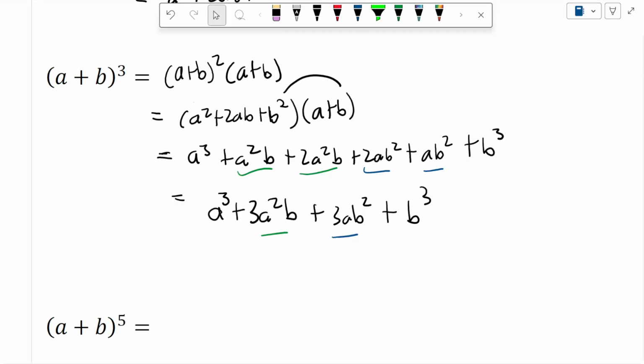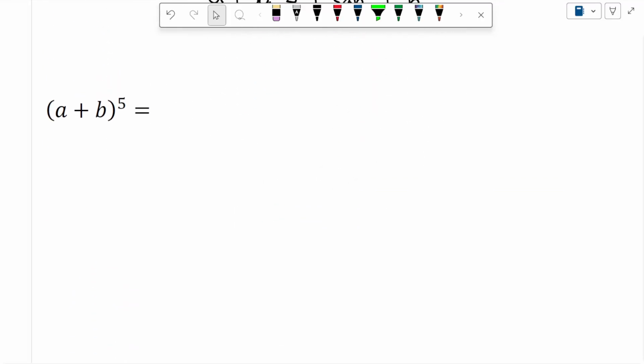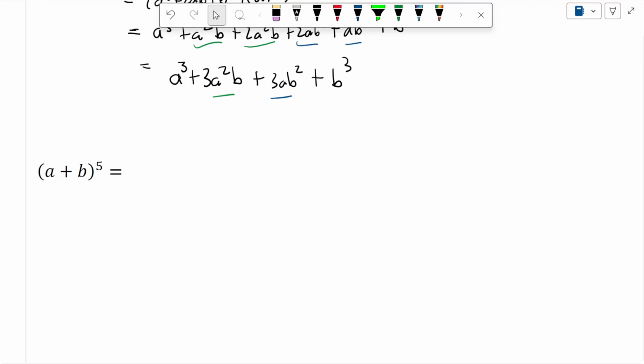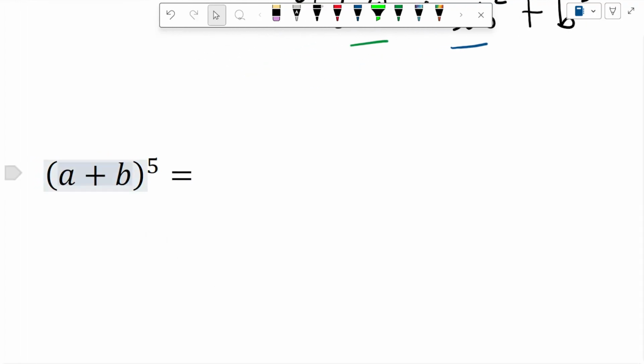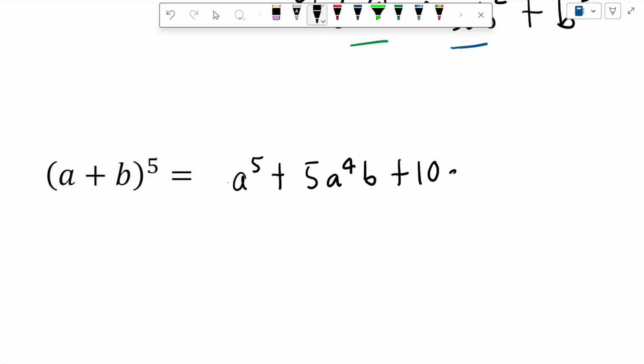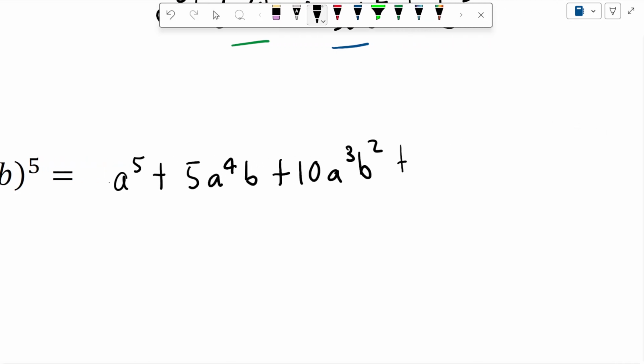I'm not going to put you through watching me do (a plus b) to the power of 5, but I will tell you what it is. It is a to the 5 plus 5a^4b plus 10a cubed b squared plus 10a squared b cubed plus 5ab^4 plus b to the 5.